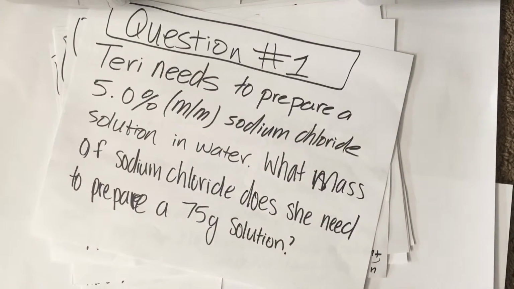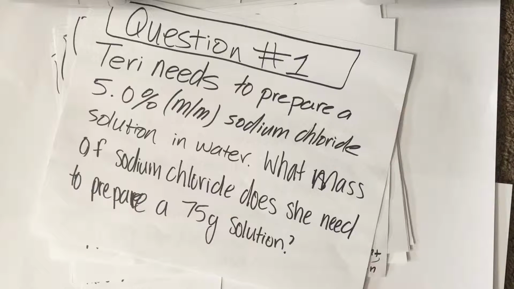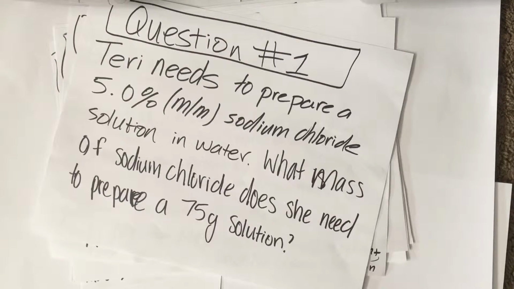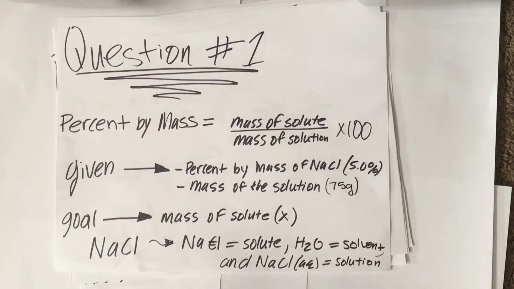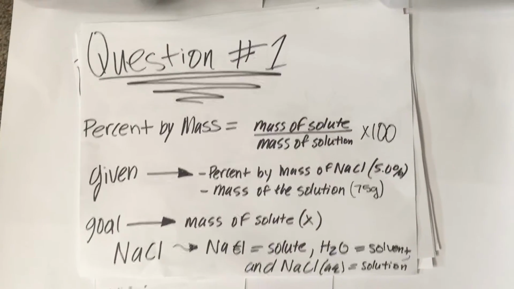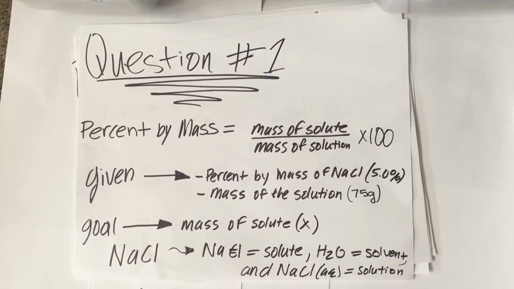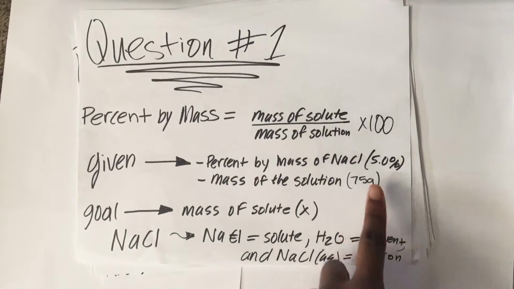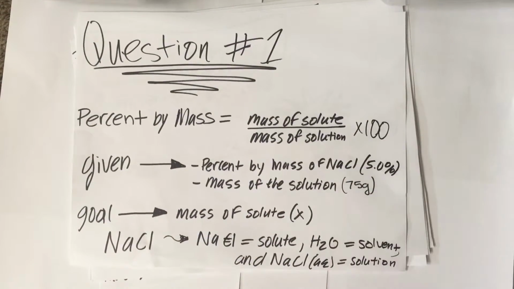Okay, question number 1. Terry needs to prepare 5% of sodium chloride solution in water. What mass of sodium chloride does she need to prepare 75 grams of solution? So first, whenever you're doing these type of problems, you want to break it down. In this problem, they gave us the mass percent of NaCl, which was 5%, and the mass of the solution, which is 75 grams. The goal is to find the mass of the solute, which will be X.